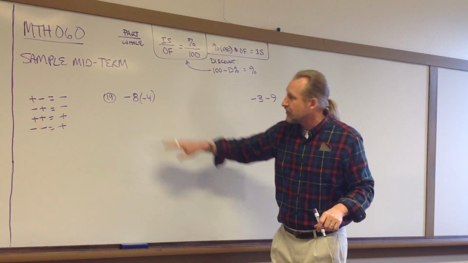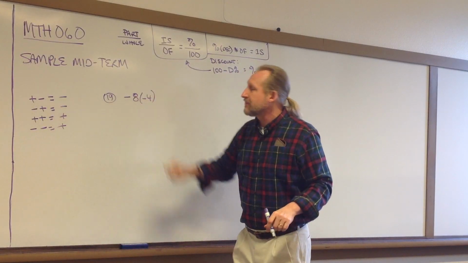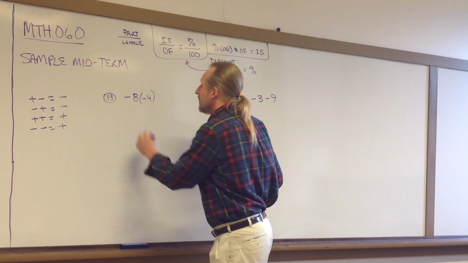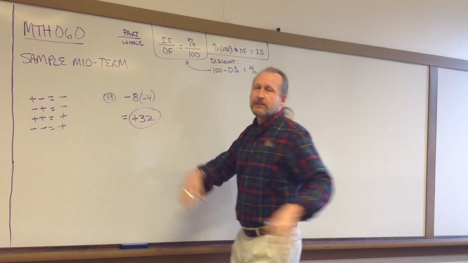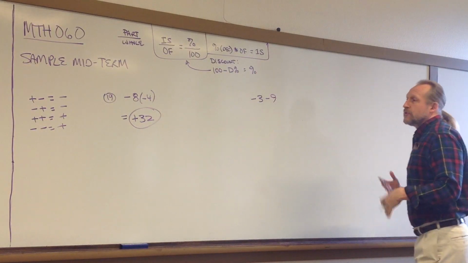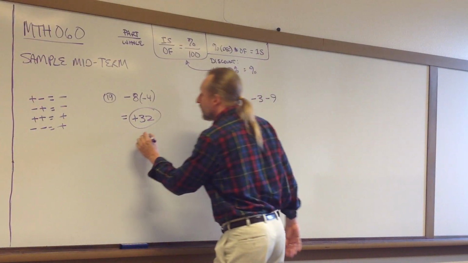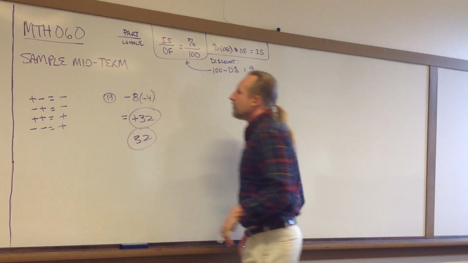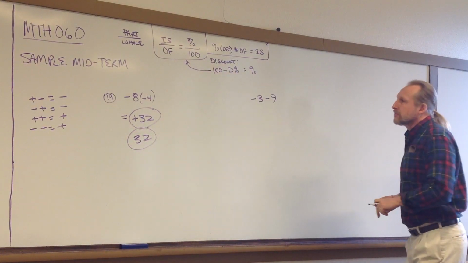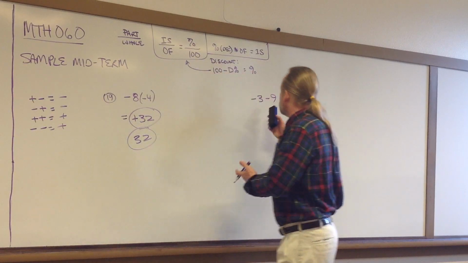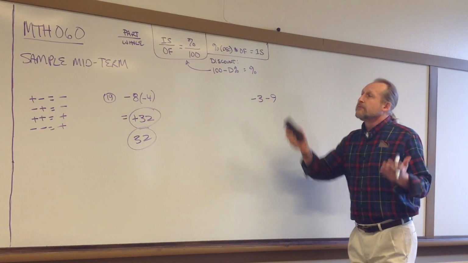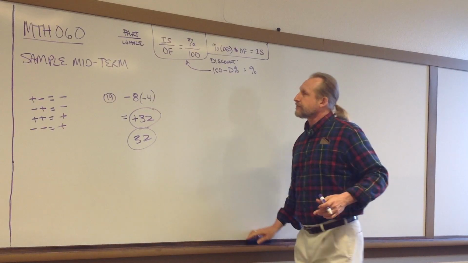This is multiplication. When you multiply a negative times a negative, they do affect each other, and this will give you a positive 32. You don't have to put the plus sign, all right? You can write it as plus 32, or you can just write 32, but it is a positive number, okay? And so that's just a difference between adding and subtracting versus multiplying and dividing.